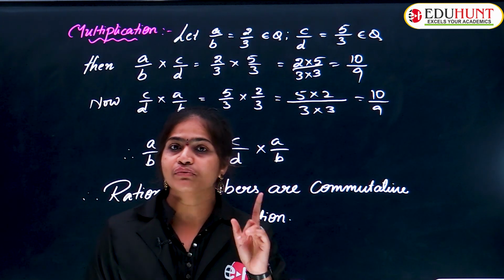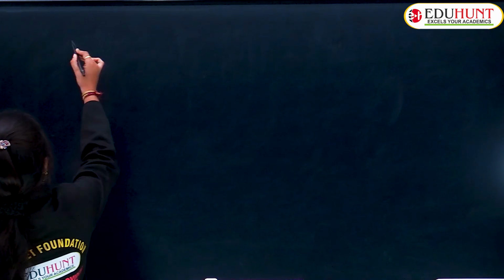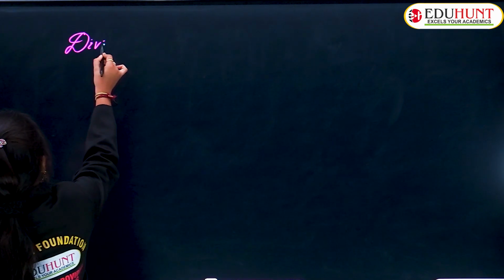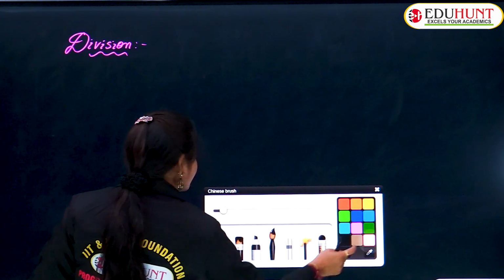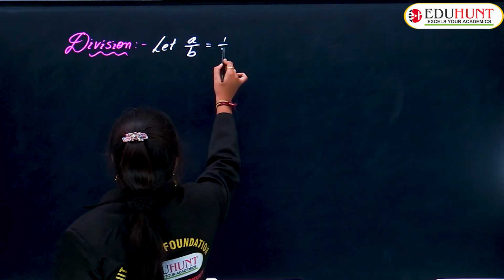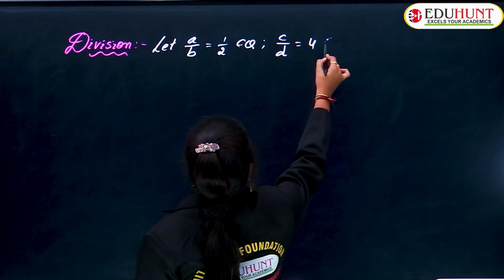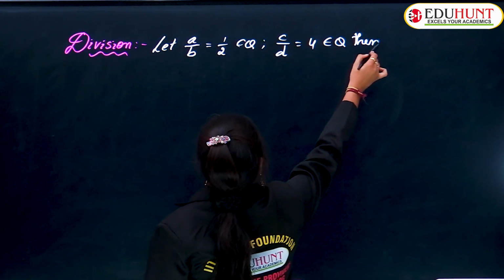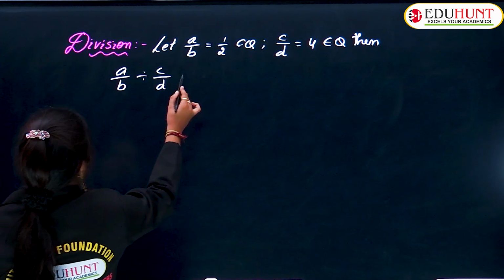Okay, still we are having one more fundamental operation. What is that? Division. What is the statement of division here? Again the same thing: let A by B be any number which is a rational number, C by D equals 4, that is also a rational number. Then A by B divided by C by D, what will happen?